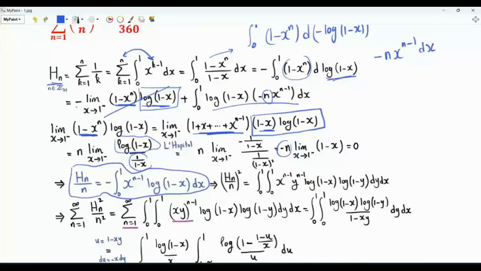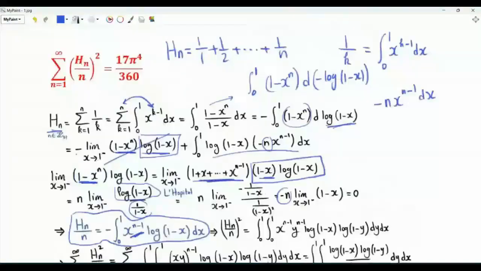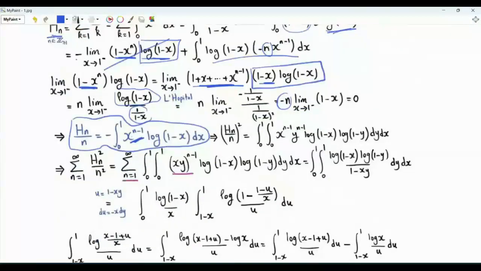The nth harmonic number divided by n can be written as minus the integral from 0 to 1 of x to the power n minus 1 times log(1 minus x) dx. Note that our summation involves H_n divided by n, all squared. We will square both sides. H_n over n, squared, will be the double integral of x to the power n minus 1, y to the power n minus 1, log(1 minus x), log(1 minus y), dy dx. Our sum is the sum of this double integral here.